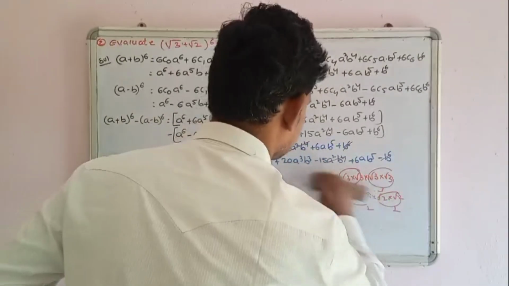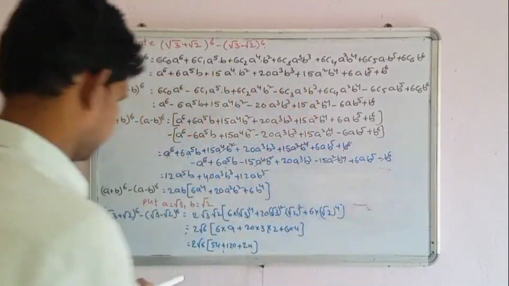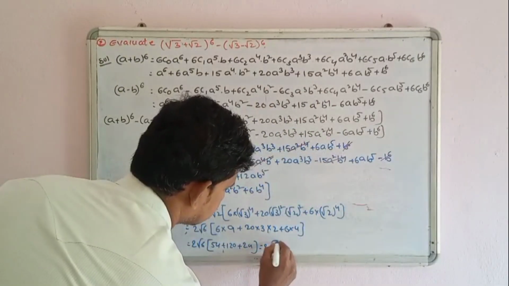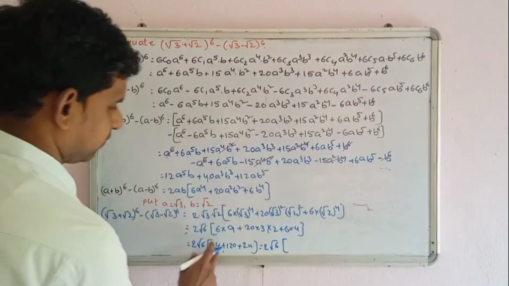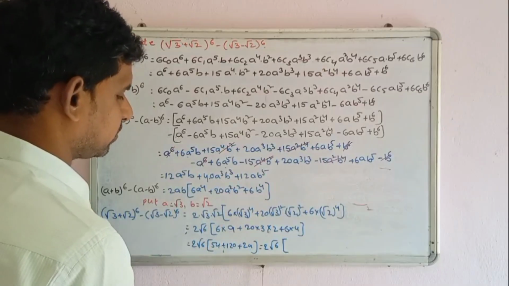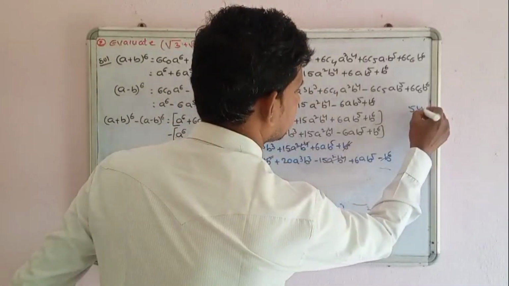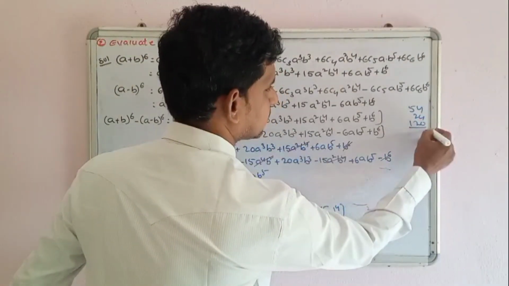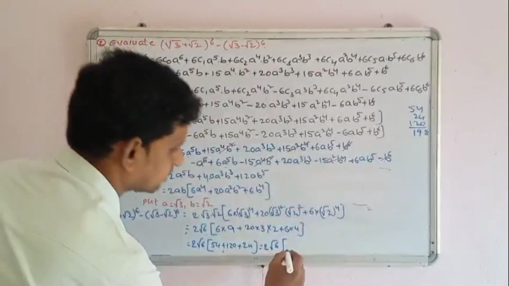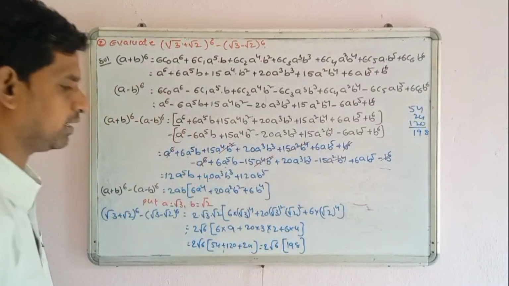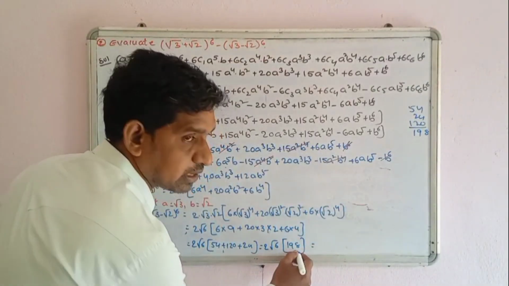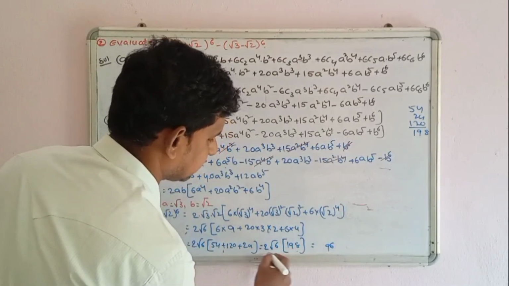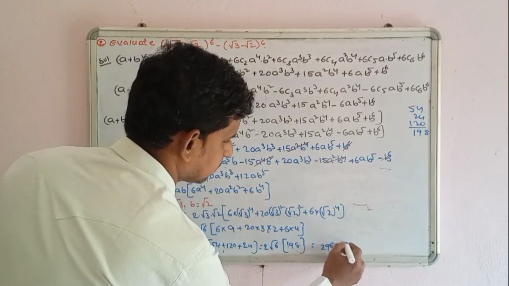Still two more steps are there. Now see, what about this 2 root 6? 54 plus 24 is 78, next plus 120. 8 plus 2 is 10, 7, 9, so 198. Now see, 2 times 198: 2 eights are 16, 2 nines are 18 plus 1 is 19, 2 ones are 2. So the answer is 396 root 6.